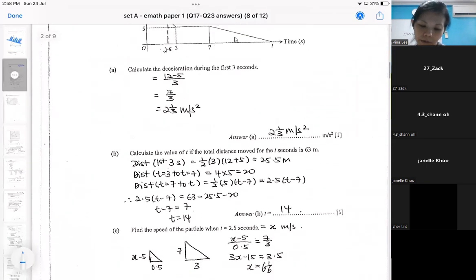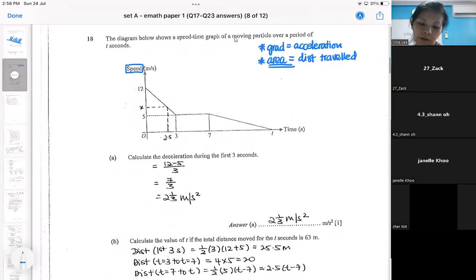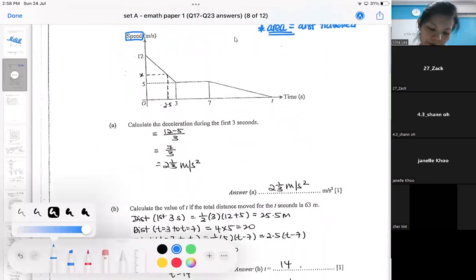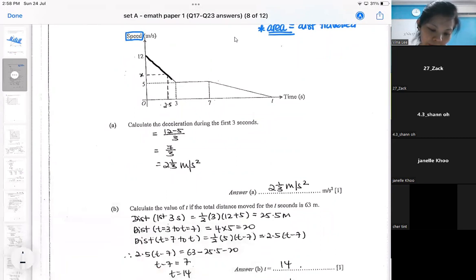Okay, so first of all, before you translate, I'm going to find the deceleration first. So the deceleration is like the gradient. So the deceleration in the first 3 seconds, it's like the gradient. So that's what I did, and I find out that this is the amount of deceleration. So this is the 7 here, and then this is the 3. So that is the deceleration part.